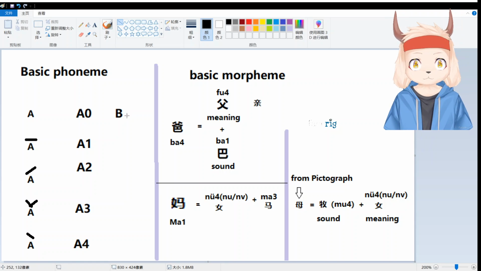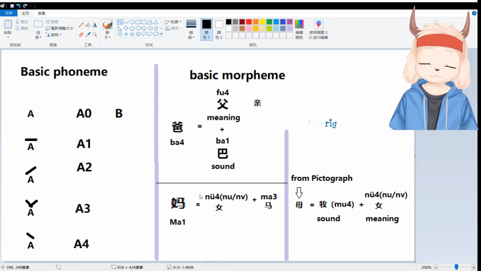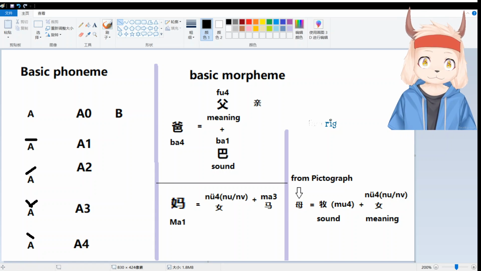Again, it must be funny. I couldn't imagine how Westerners feel about this thing. It's probably a whole new concept or whatever.